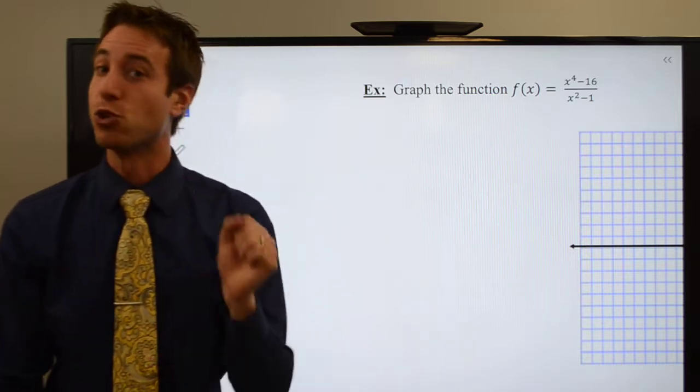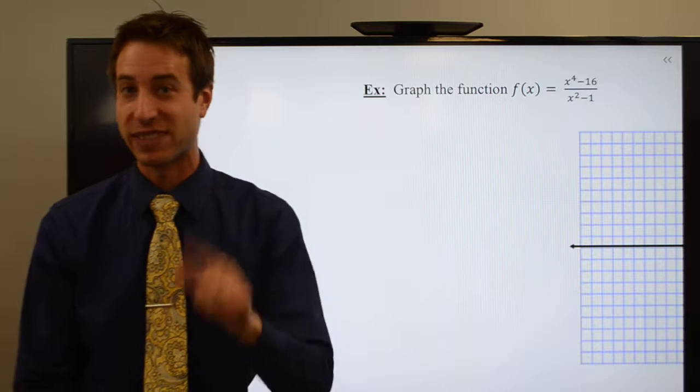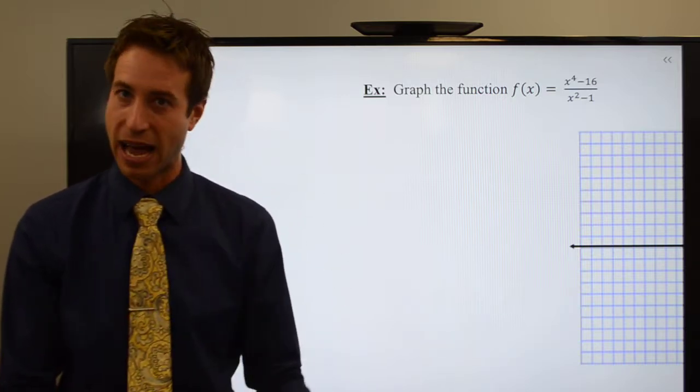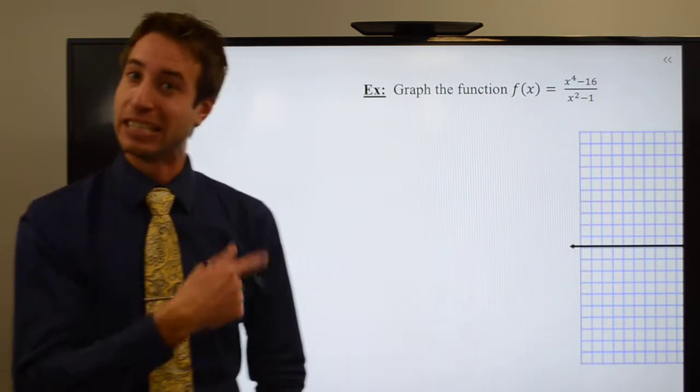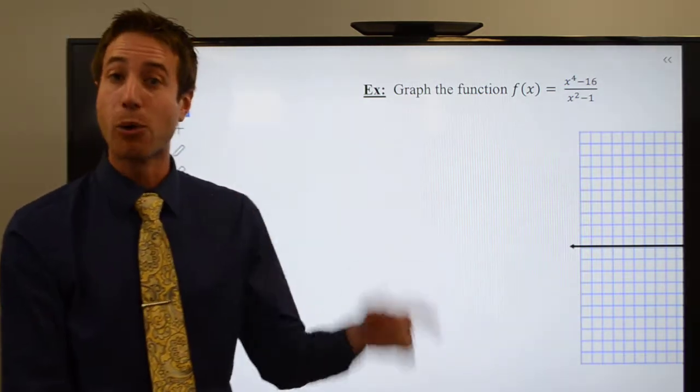So synthetic division will not work because I have an x squared in the denominator, and it only works if it's an x to the first power. We have to do long division. You don't have a choice. Also, this one's interesting because I am missing powers of x.